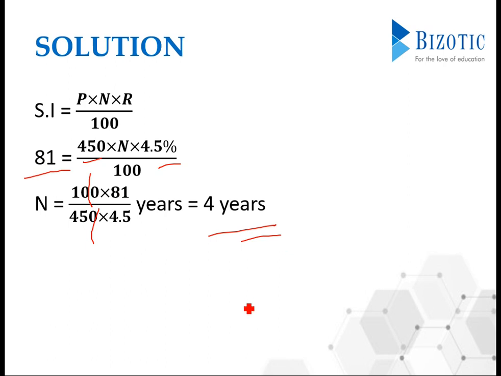When you simplify this, the total number of years will be 4 years. Here 81 is there, so in order to make this number go up, 4.5 is being given. That's how numbers work. So 4 years will give you the right answer, option B. In 4 years, 450 rupees will yield 81 rupees as simple interest at a rate of interest of 4.5%. I hope you are clear with this.